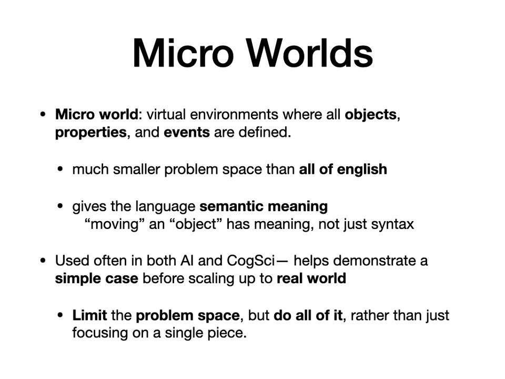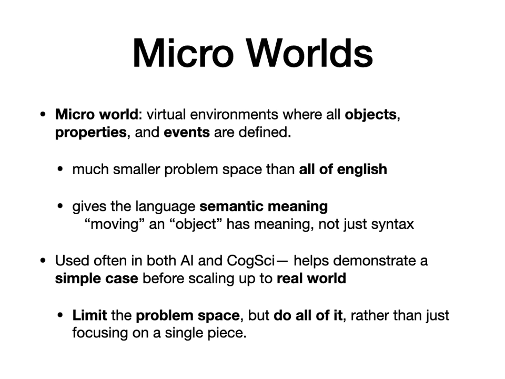What are micro worlds about? Micro worlds are virtual environments where all the objects, properties of objects, and events that can happen in that world are rigorously defined. So, for instance, a much smaller problem space than all of English. And it's great because it gives language within this microworld semantic meaning, right? Moving an object is a concept about something that happens in the microworld. It's not just about the syntax, which is very important. Parsing a natural language sentence, the syntax of it helps you derive the meaning, and the meaning sometimes helps you derive the syntax, we'll talk about. But it's used all over the place.